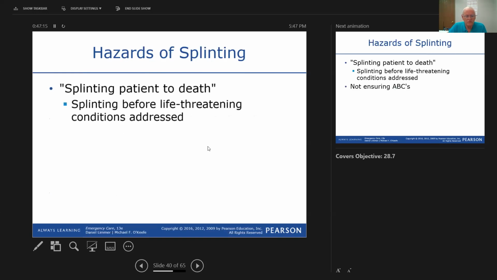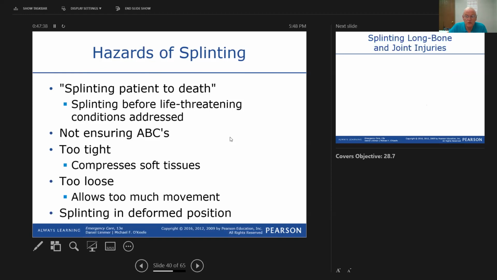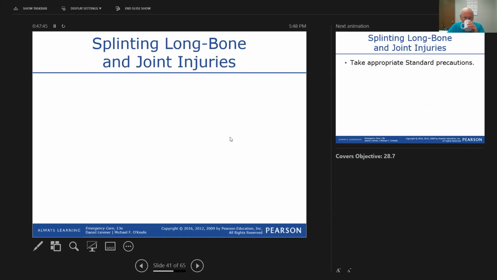Hazards, again: splinting somebody to death. We talked about that ad nauseam. So you're not ensuring the ABCs. Again, too tight compresses soft tissues, decreasing blood flow distal to that splint, perhaps interfering with nerve function distal to the splint. Too loose still allows the bones to move. Another hazard is, oh, I don't want to straighten that out, so I'll just splint them the way they are. That's not a good thing, not good for the patient.